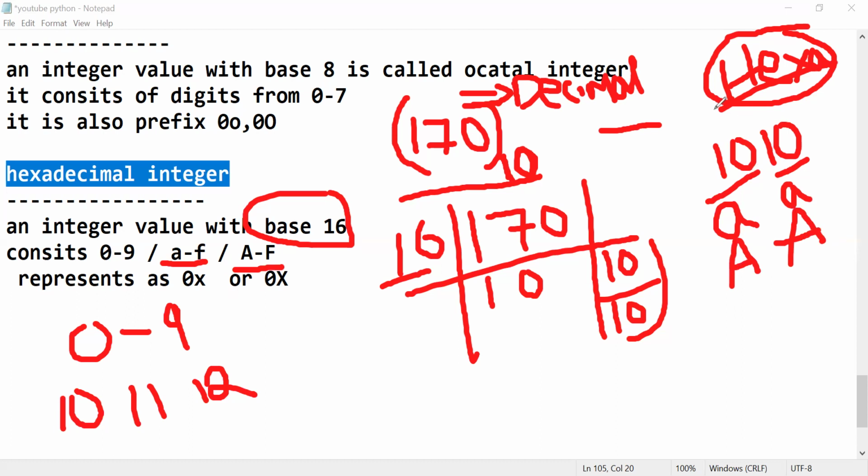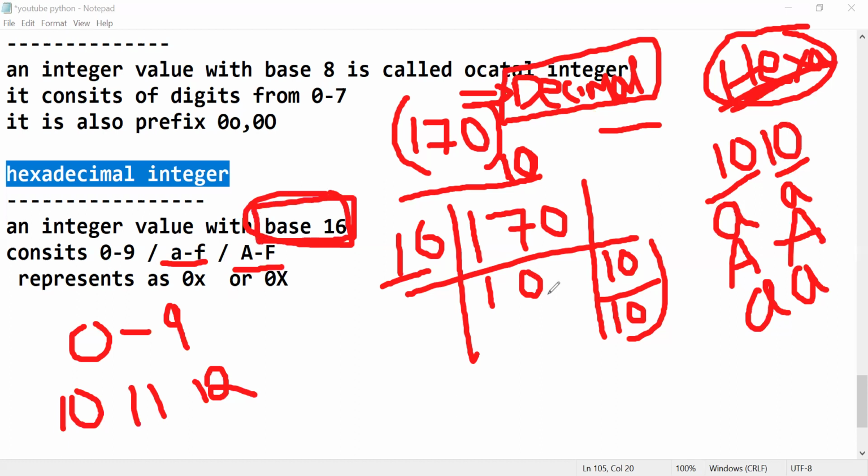The output of hexadecimal integer is small a or capital A. This is the output of hexadecimal, guys. If you want to convert decimal integer into hexadecimal integer, we have to divide with the destination base value. The destination base value is 16, guys.